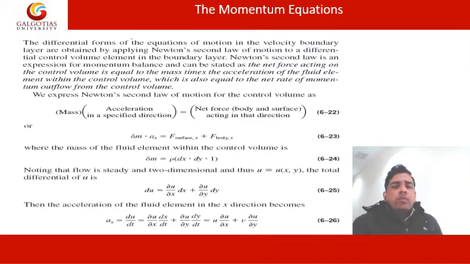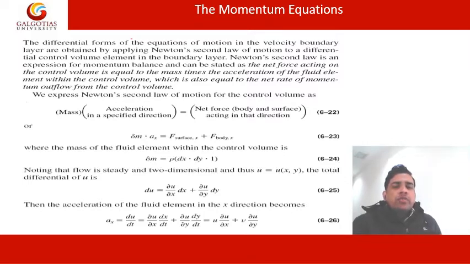So next is the momentum equation. The differential form of the equation of motion in the fluid velocity layer is obtained by applying Newton's second law of motion to the differential volume that we have chosen for the study. Newton's law is an expression for momentum balance, and as we know, it can be expressed as the net force acting on the control volume, which is equal to the mass times the acceleration of the fluid element within the control volume, which is also equal to the net rate of momentum outflow from the control volume.